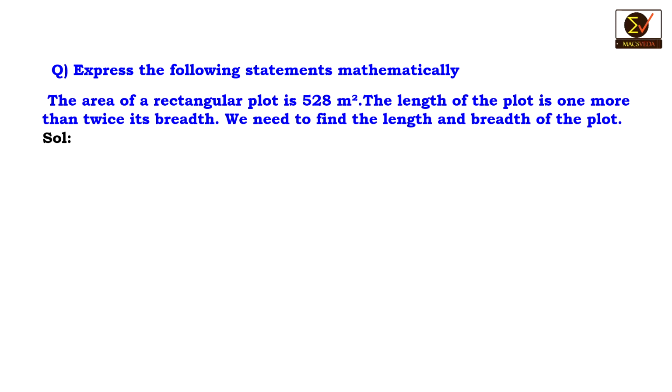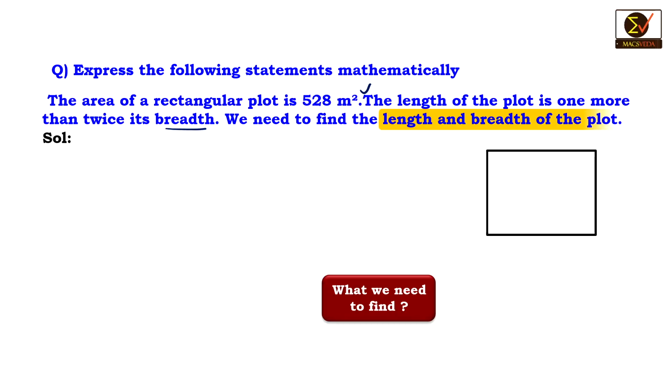First question here. The area of a rectangular plot is 528 meters square. The length of the plot is 1 more than twice its breadth. That is, length is 1 plus 2 times the breadth. Now we need to find the length and breadth of the plot. Please note here we just need to express this mathematically. So here what we need to find? The length and breadth of the plot.